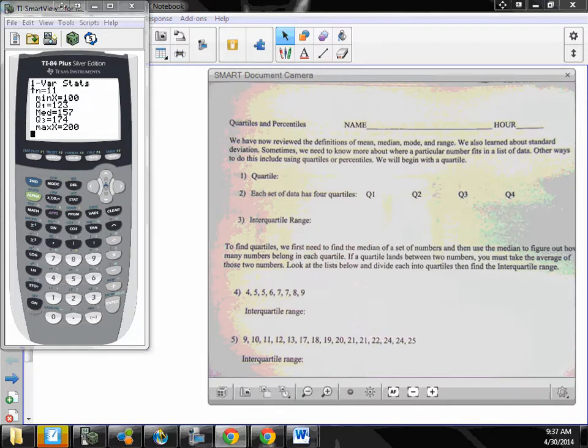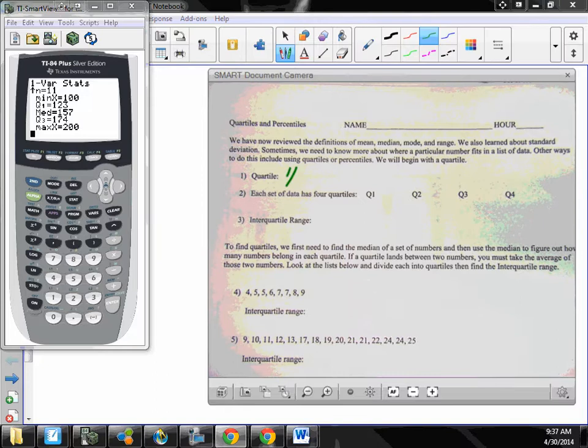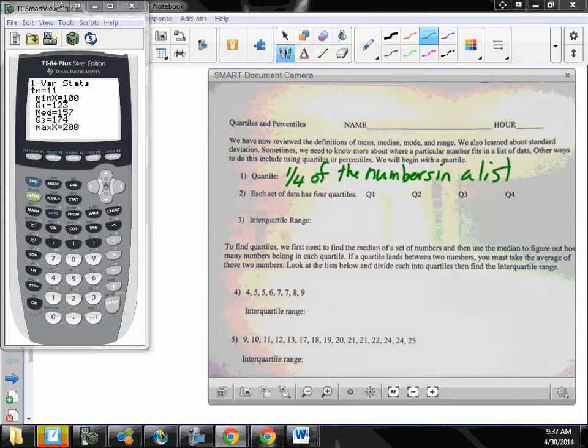So, where are we? Sometimes we need to know more about where a particular number fits in a list of data. Other ways to do this include using quartiles or percentiles. We will begin with a quartile. A quartile represents 1/4 of the numbers in a list. So obviously there are 4 quartiles in any list.